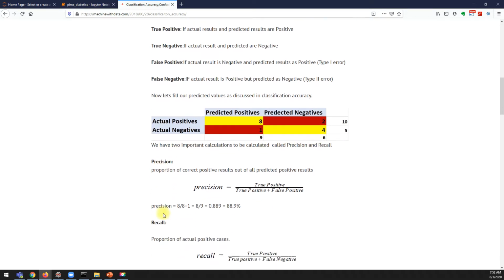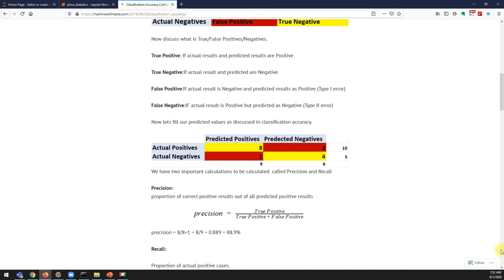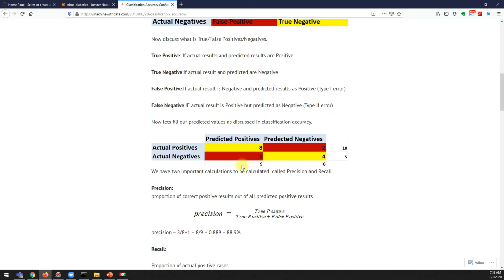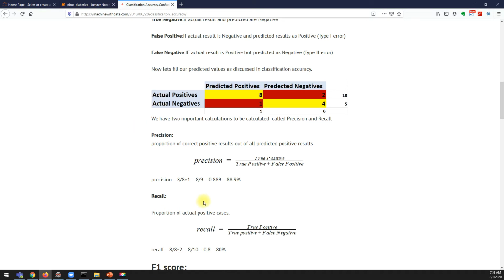Now, as I said, we have different problems to solve. I want to know how many perfect positives, how many perfect negatives, how many false positives, how many false negatives. This confusion matrix will help to solve that. One of the commonly used metrics is precision and recall. What precision says is the proportion of correct positive results out of all predicted positive results.